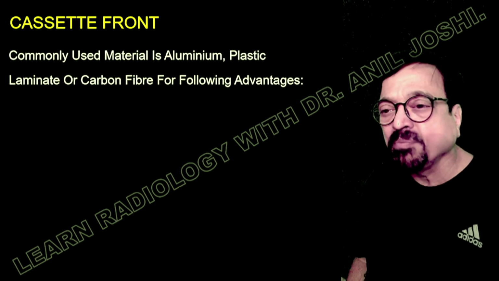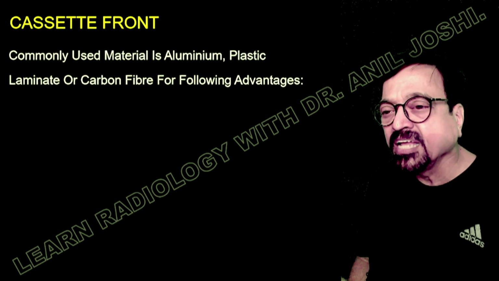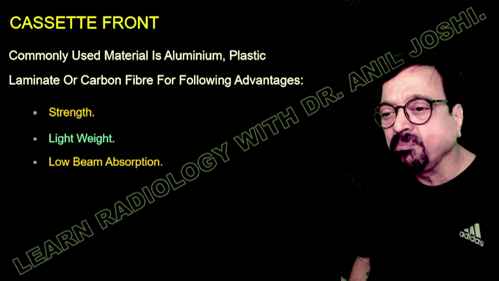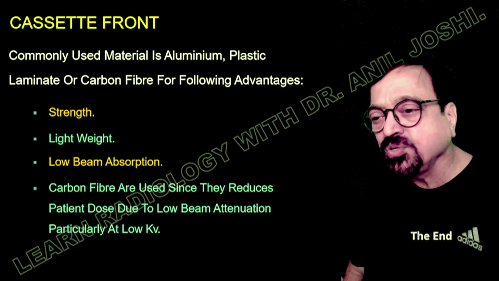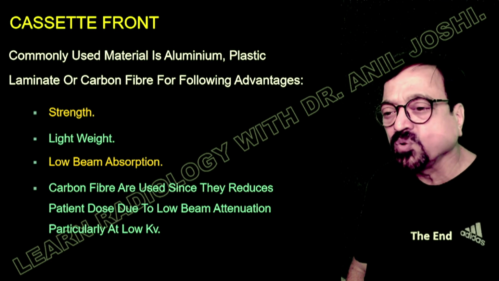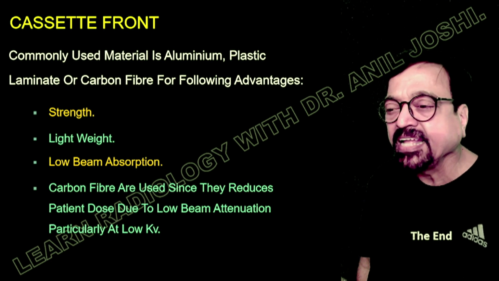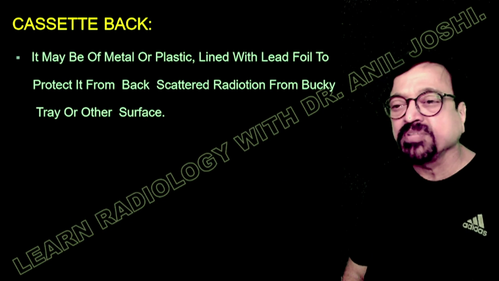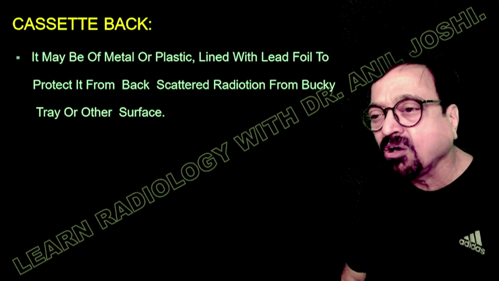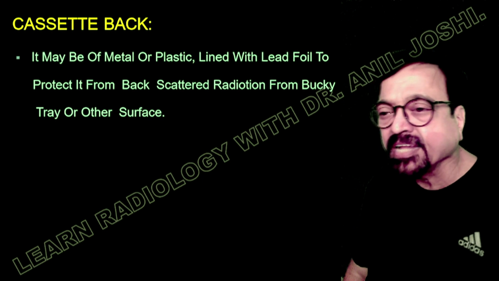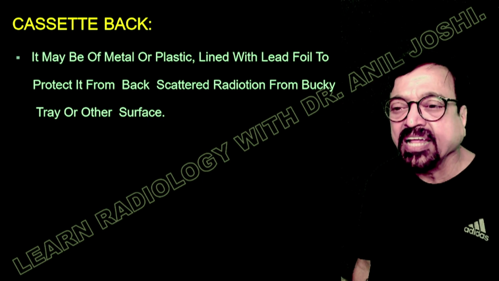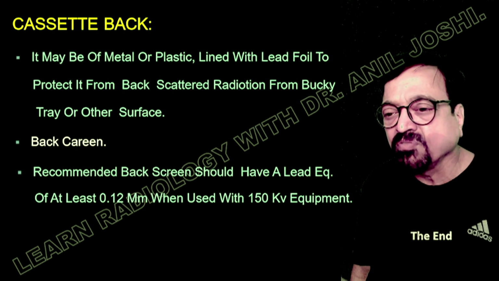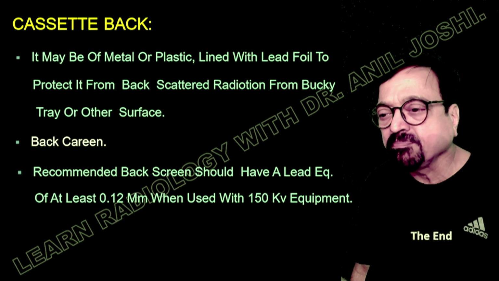Then the commonly used cassette front materials are aluminum, plastic laminate or carbon fibers, for the following advantages: strength, light weight, and low beam attenuation. Carbon fibers are used since they reduce patient dose due to low beam attenuation, particularly at low kV. Low kV has less penetrating power, so the material should not be thick and absorb much of the radiation. Then it may be of metal or plastic lined with lead foil to protect it from back scatter radiation from the bucky tray or otherwise. The recommended back screen should have a lead equivalent of at least 0.2 mm when used with 150 kV equivalent.